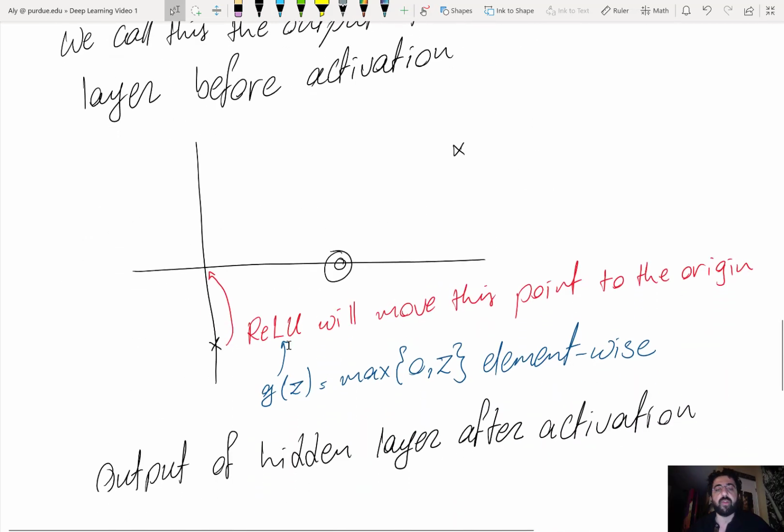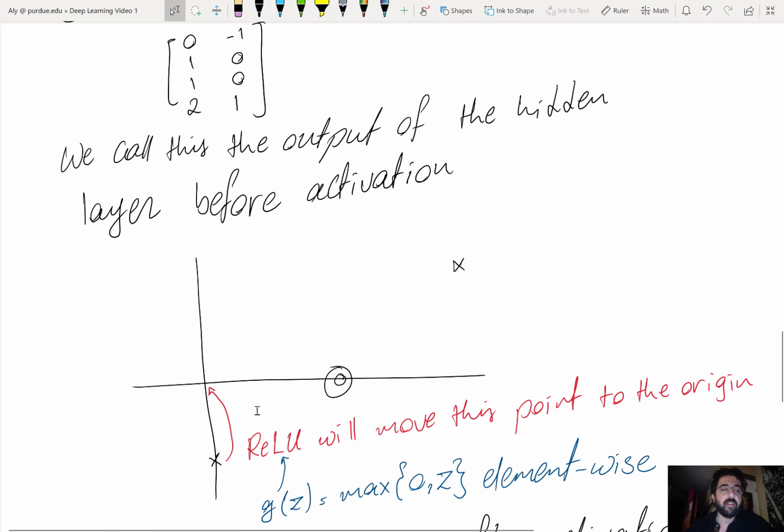And how does it look? It looks like this. 0, -1 is this point. 1, 0 is this point. Another 1, 0 is again another point. And 2, 1 is this point. Now remember that the first and fourth points belong to the same class. We mark them with crosses. The second and third points belong to the same class. We mark them as circles.